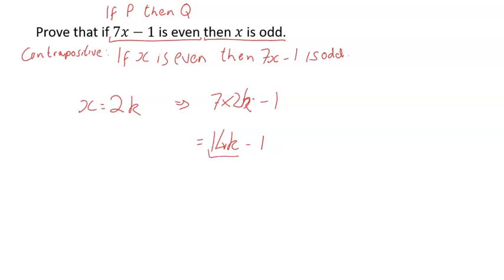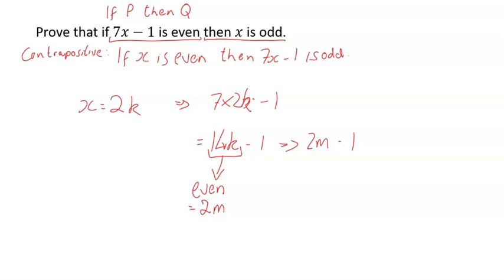Now this part here, the 14k, that's always going to be even. 14 is an even number, multiplying by an even number always gives you an even number. So again, it's going to take the format of 2 times something, let's call it 2m in this case. That means that the whole statement will become 2m minus 1. So 2m minus 1 is always going to be an odd number.